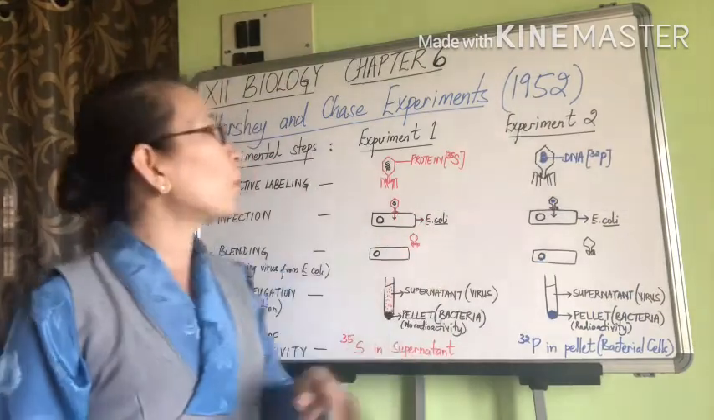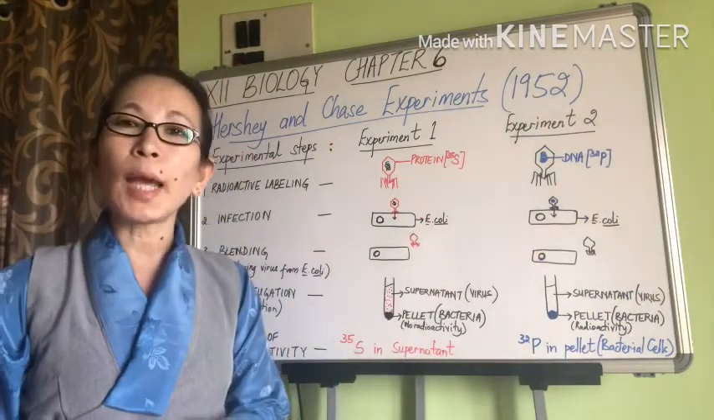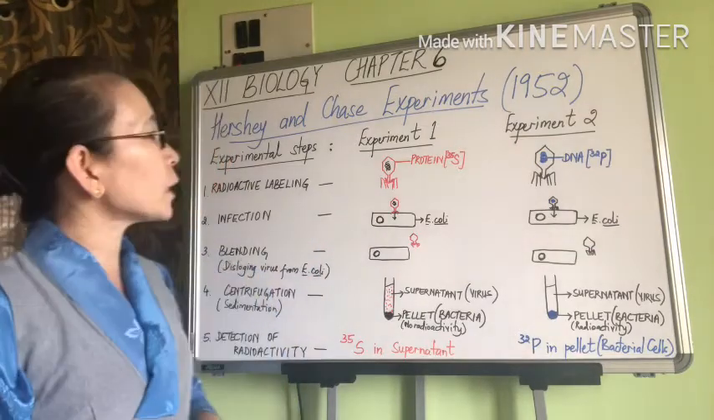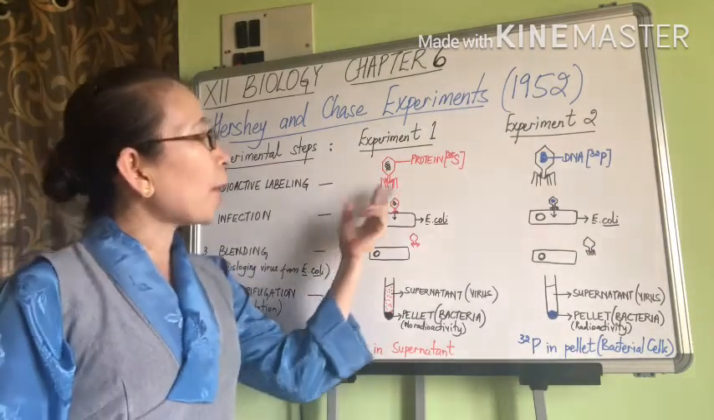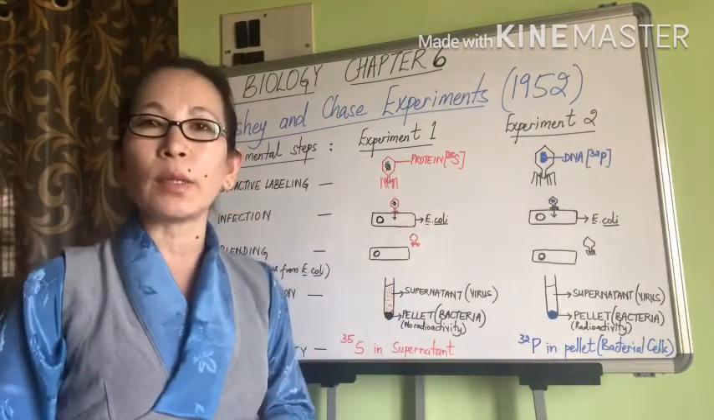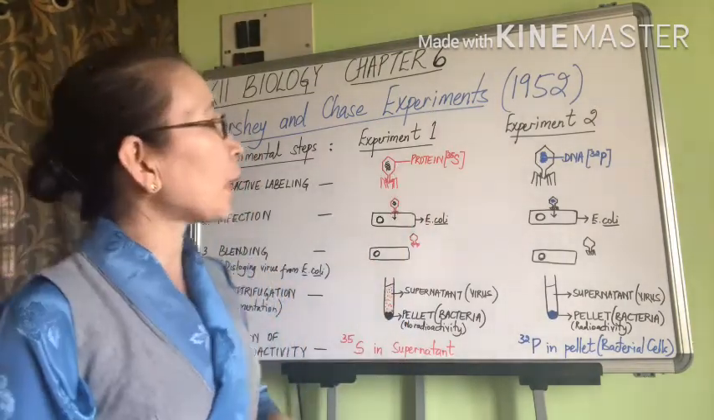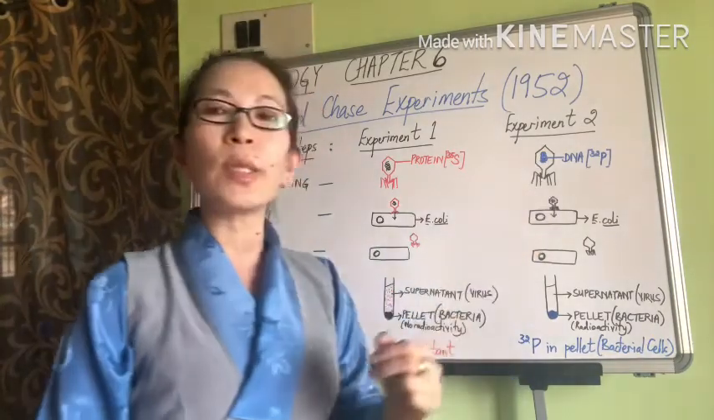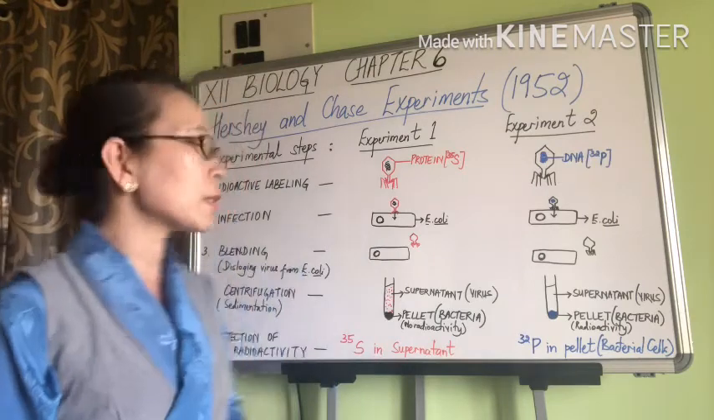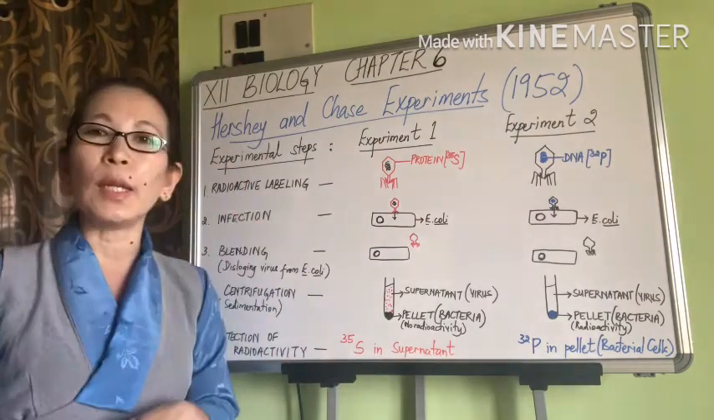This is an outline of Hershey and Chase's experiments, and as I said earlier, they ran two separate experiments. In the first experiment, they created batches of bacteriophages in which their protein coats were labeled with sulfur-35. And in the second experiment, they created bacteriophages in which their DNA was labeled with phosphorus-32. This step is known as radioactive labeling.